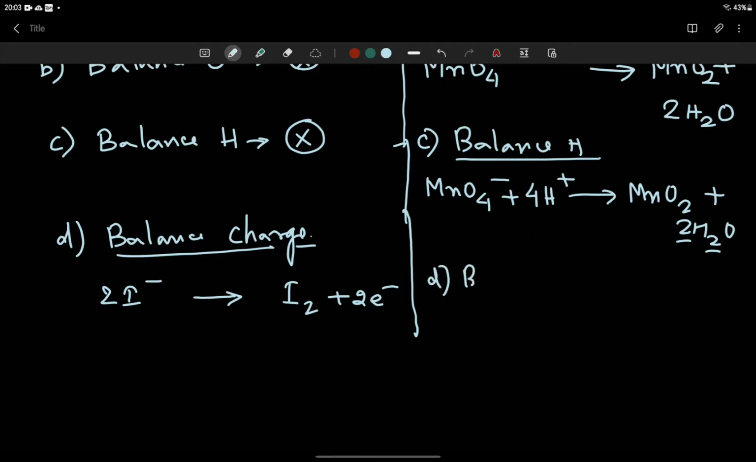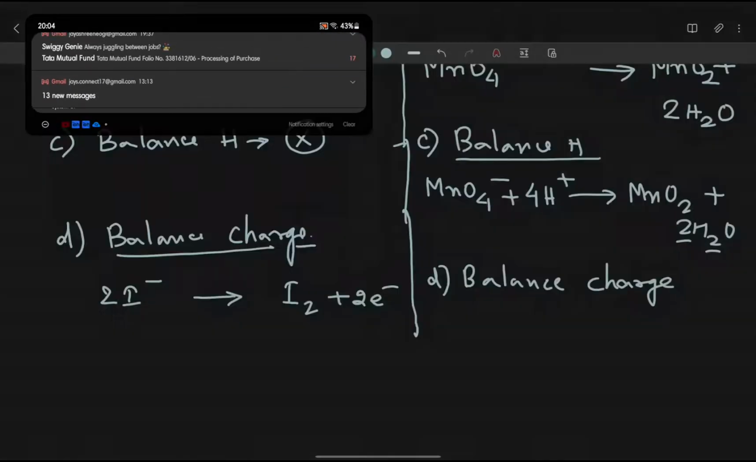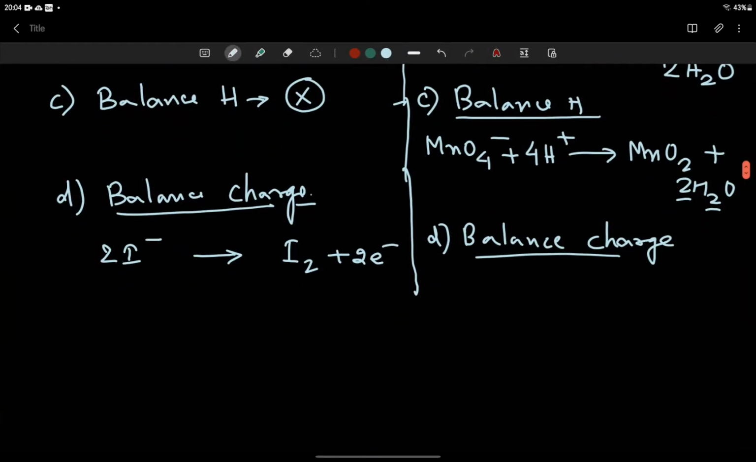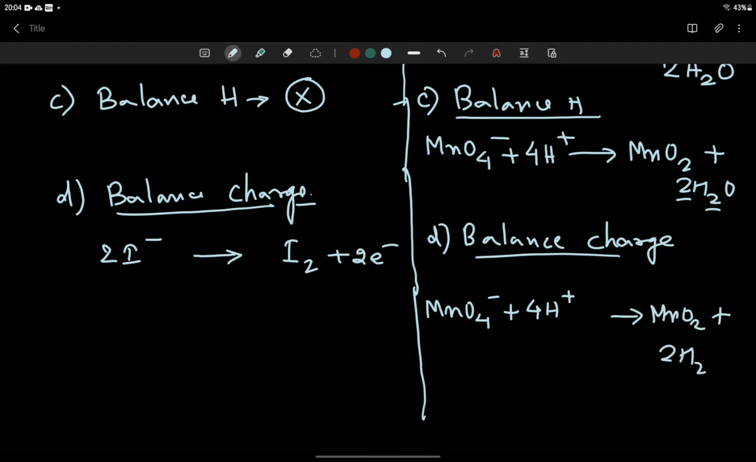I have to balance charge, right? Okay, let me check once whether the recording is going on or not. Yeah, okay. Now I have to balance the charge. Now for balancing the charge, again here I am going to write the equation. MnO4 minus plus 4H plus gives MnO2 plus 2 moles of water, correct?